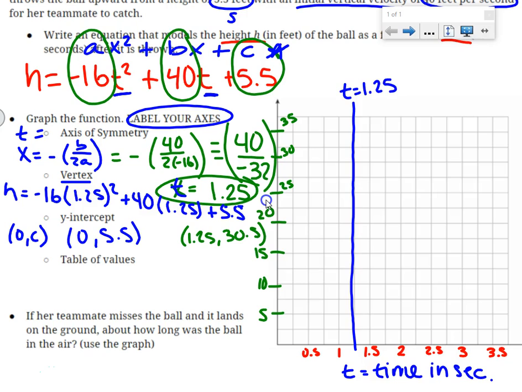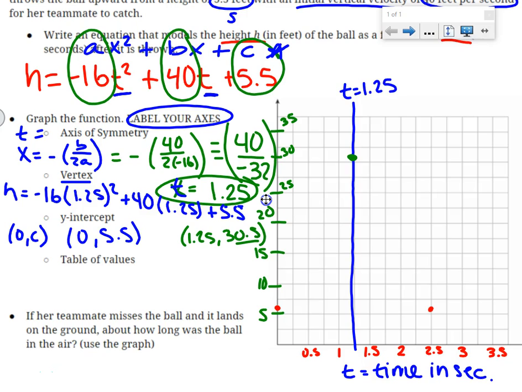We can do this because our highest point is at vertex (1.25, 30.5), so we only need to be able to get 30.5 on our graph, which would be right here. And then we can graph our y-intercept of (0, 5.5), so it's going to be right above 5. And then we can also use symmetry to get a point on the right side of our line of symmetry, right here at (2.5, 5.5). So right now we have a nice shape of our graph.